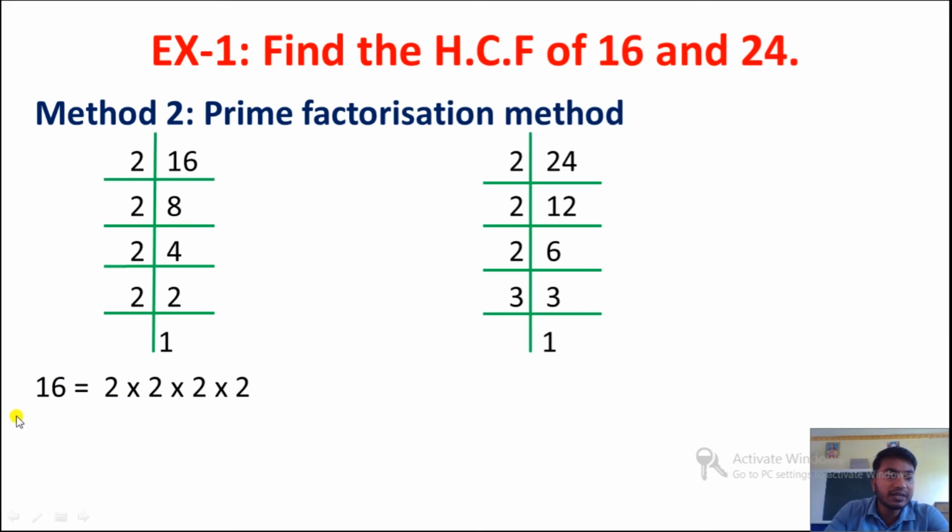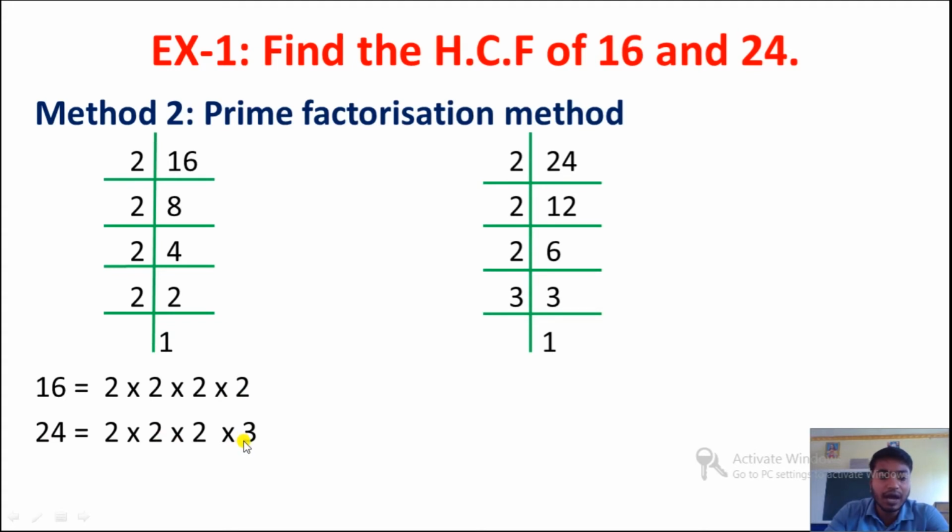So the prime factors of 16: 2 into 2 into 2 into 2, or we can say prime factorization of 16 is 2 into 2 into 2 into 2. Same way prime factorization of 24 is 2 into 2 into 2 into 3.